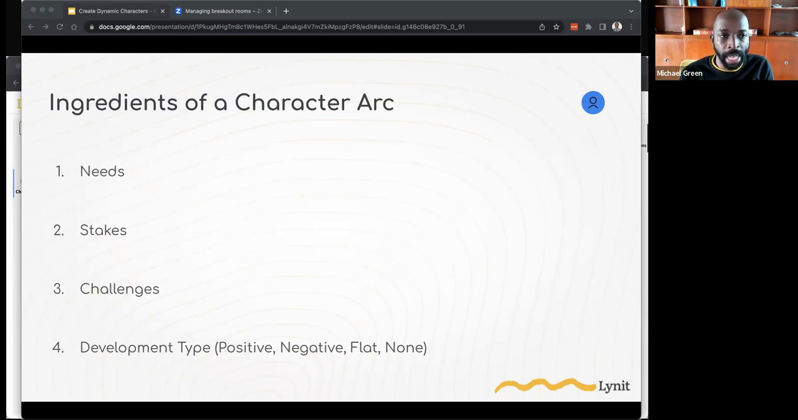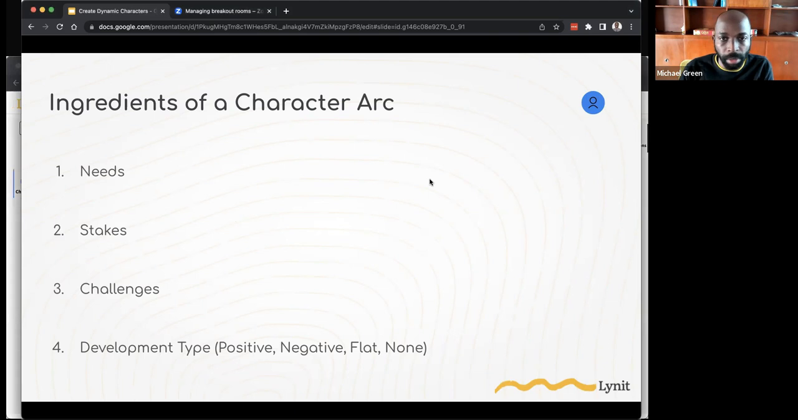And lastly, we're going to cover the development type. Now, I break them into 4. A lot of places use maybe only 3, but I'm going to cover 4, and we'll see the difference. I consider positive and negative to be opposites, and then flat and none to be opposites in a way. So we'll get into that and cover that in detail.